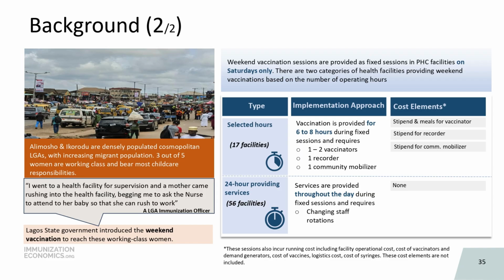So to provide some context on Lagos State, Alimosho and Ikorodu are among the most densely populated cosmopolitan LGAs in Lagos. And it's also important to mention that they have a continuously increasing migrant population moving from different parts of the country to Alimosho. What that means is that they are moving in with their different health seeking behavior, which is to a large extent affecting the immunization coverage in the state.